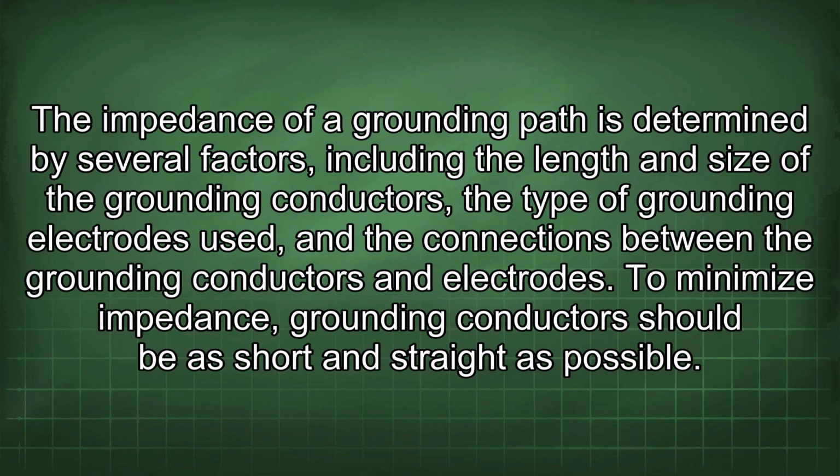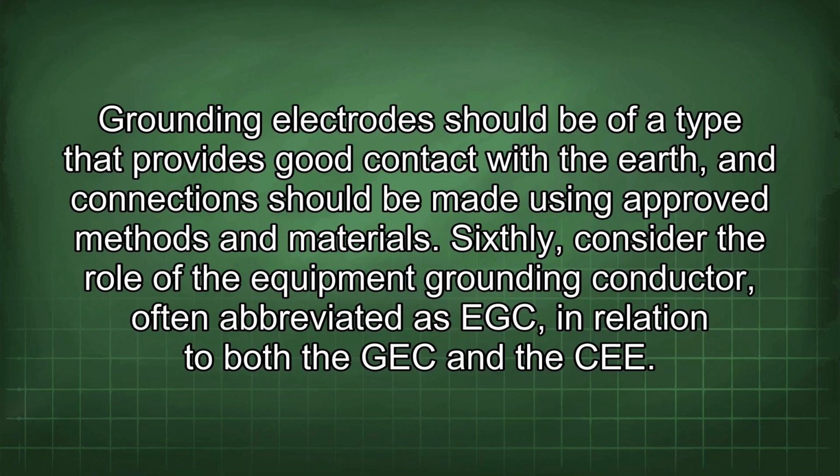The impedance of a grounding path is determined by several factors, including the length and size of the grounding conductors, the type of grounding electrodes used, and the connections between the grounding conductors and electrodes. To minimize impedance, grounding conductors should be as short and straight as possible. Grounding electrodes should be of a type that provides good contact with the earth, and connections should be made using approved methods and materials.